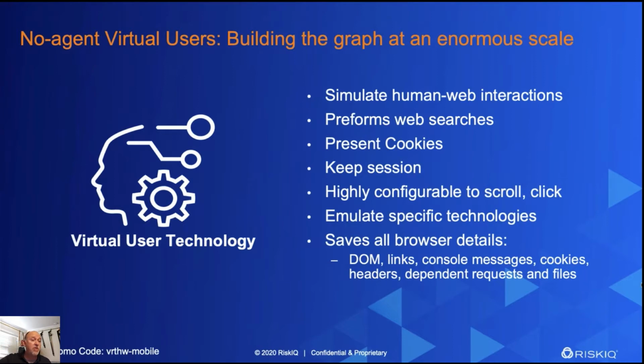And it's not like we scroll through everything. We might do a website from 4 or 5 different crawlers, grabbing different components and bringing those together to give you the full picture of what's happening. And with that, we save the document object model, the links, the console messages, the cookies, the dependent requests and files. All those things that the user gets, we have.